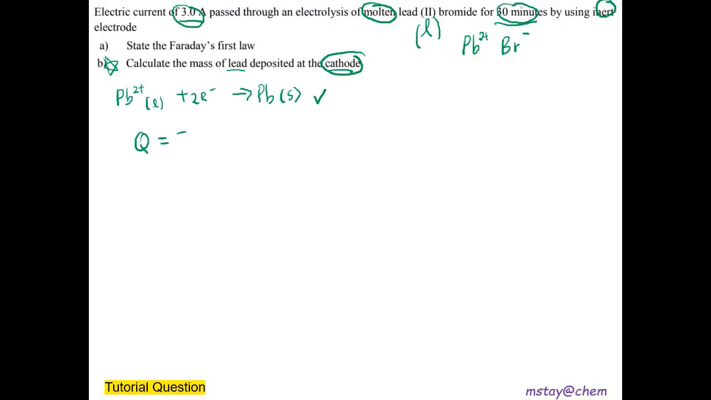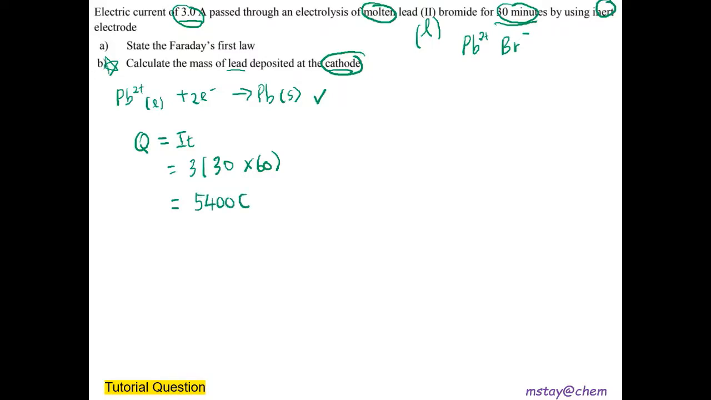So Q equals It, equals 3 times 30 minutes. But here we must make it into the unit of seconds, so we multiply by 60. Press the calculator, you will get the answer 5400 coulomb.